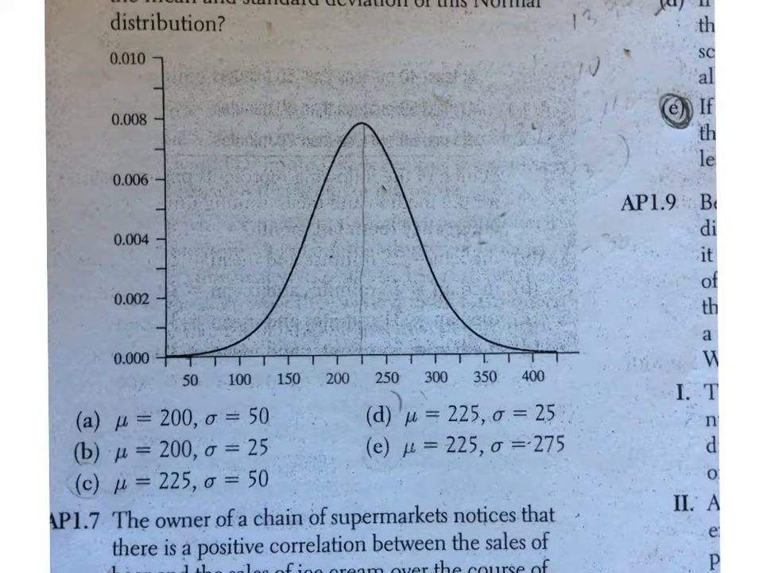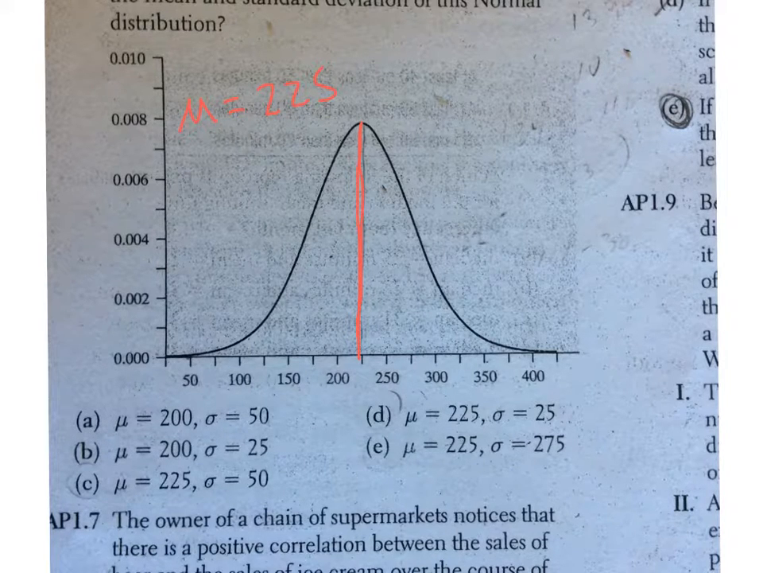Okay, here we go. Number 6. We want to know the mean and the standard deviation of this normal distribution. Now, the mean, if you remember, is right in the middle. So I just drew a line. You probably see it right there. So I know that looks like the mean is going to be 225.